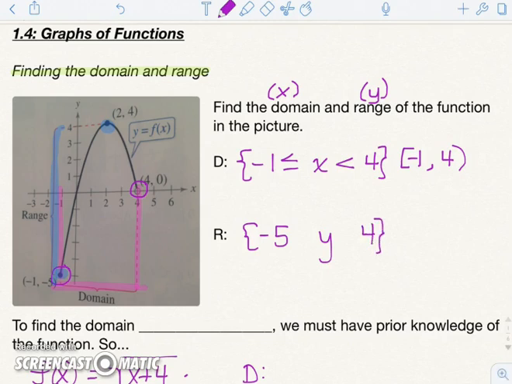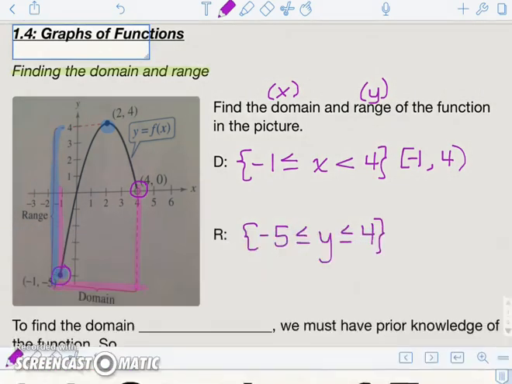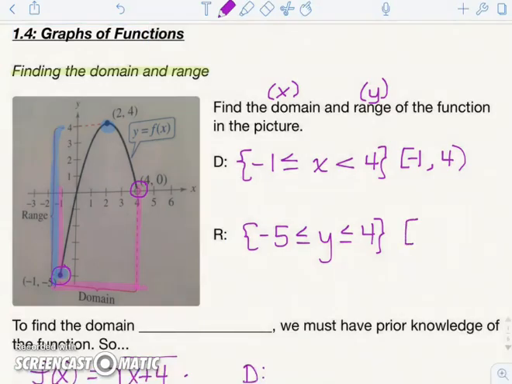I have to look at the circles. At the places where we're talking about the highest and lowest y, our circles are both closed. They're both going to be less than or equal to, or greater than or equal to. And then over here, I would write it as -5 with a square bracket and 4 with a square bracket as well.